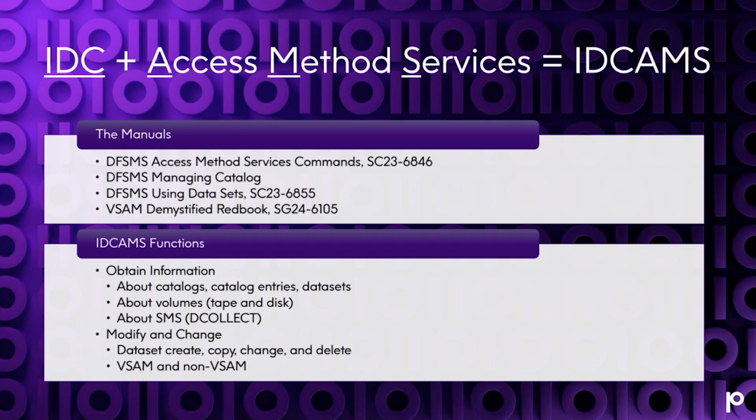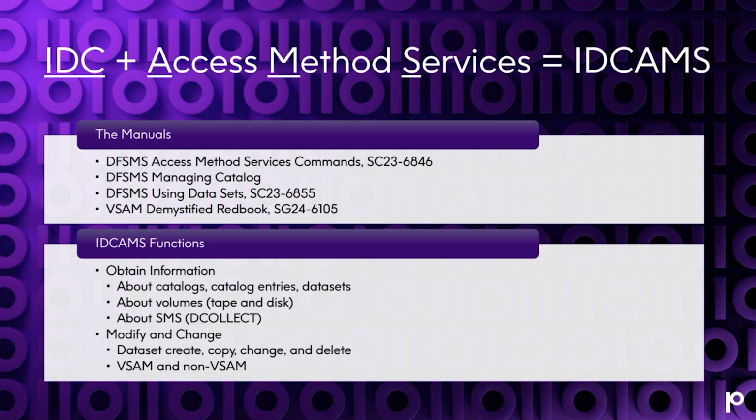The manuals, there's really one manual that covers everything, and that's the Access Method Services commands. It would be much easier to find if they just called it the IDCAMS manual, but it's Access Method Services commands, or AMS commands. There's another manual called Managing Catalogs, which is the other half of IDCAMS. IDCAMS itself is meant to manipulate data sets and catalogs, but the more detailed use of the catalogs is in the Managing Catalogs manual.